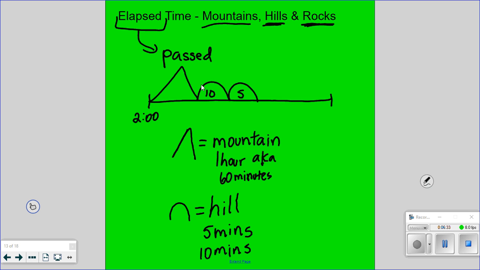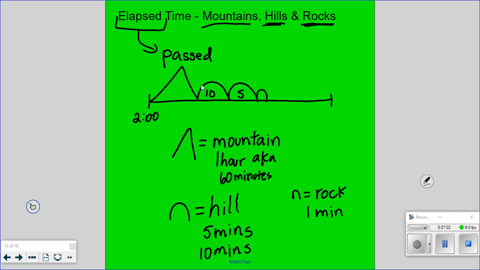Maybe we only need something to take 2 minutes. We wouldn't use an hour or our mountain, it's way too large. I wouldn't use a hill, it's still too big. A rock looks like this. It's tiny. Oh, like our normal rocks. Yep. So this is a rock. Its value is worth 1 minute.